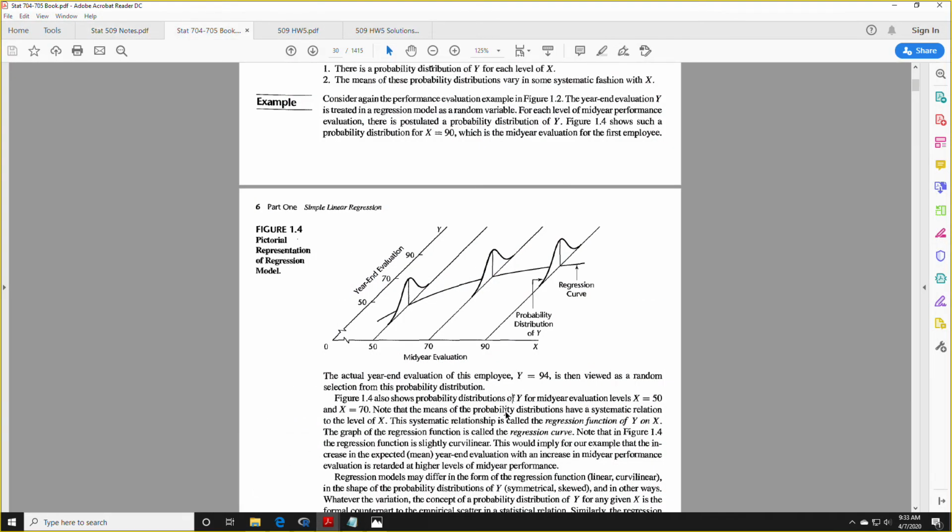This is a nice picture. Just some random example. X in this case is mid-year evaluation and Y is year-end evaluation. So I just want to focus on the picture. So, right, this is X, this is Y. And so you could think about this. This is our regression line, okay?